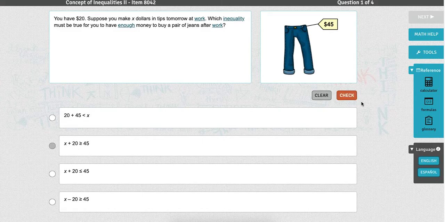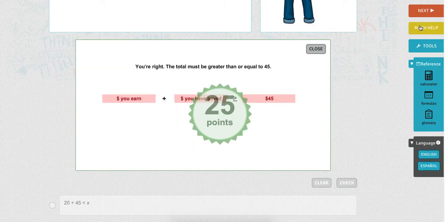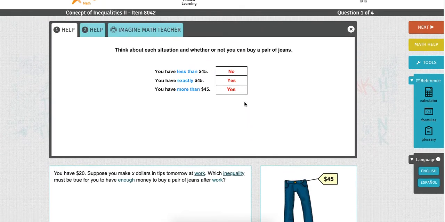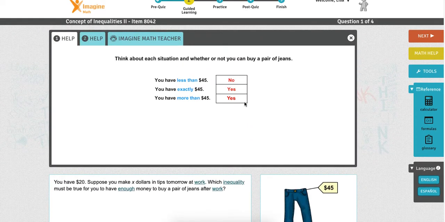Right. Okay. And if you didn't get it, you still have this math help to help you. And you should be going through the math help slowly, reading through it, and understanding it. Okay. You have less than $45? No, because you need $45. You have exactly $45? Yeah, you could. Or you have more than $45? Yeah, you could. So remember, that shows us that it has to be greater than or equal to 45. Okay, or the 45 has to be less than or equal to the money you have.